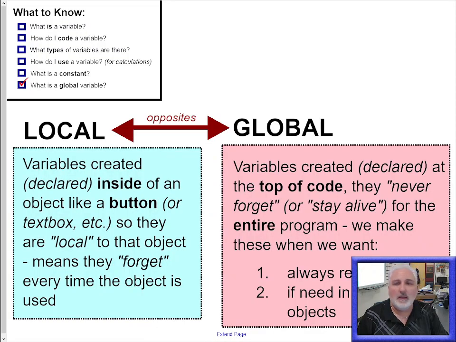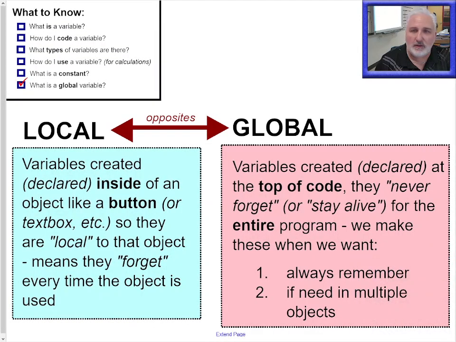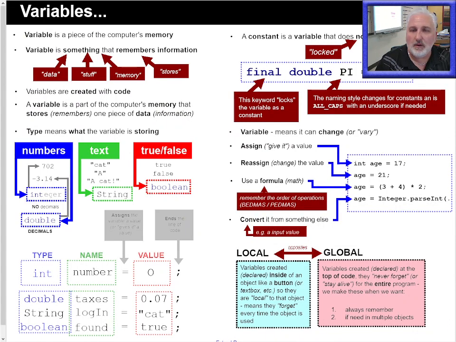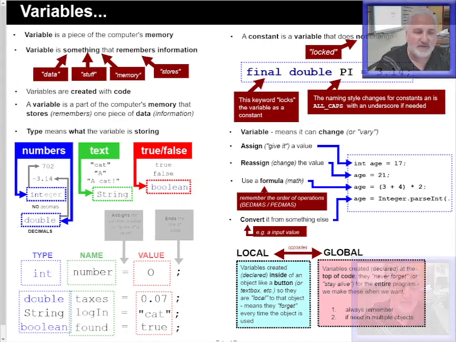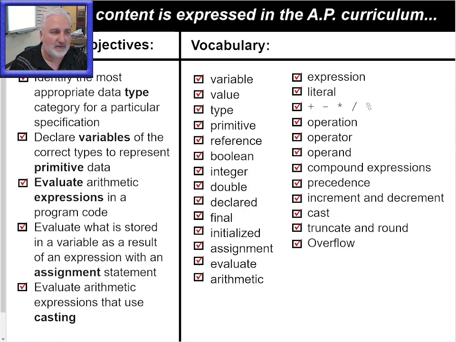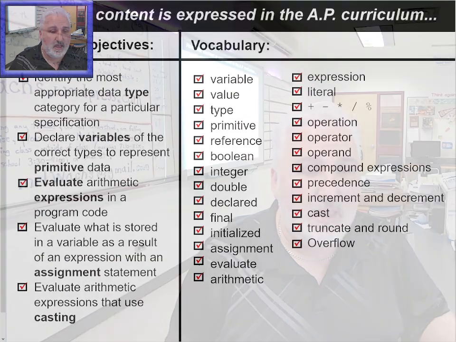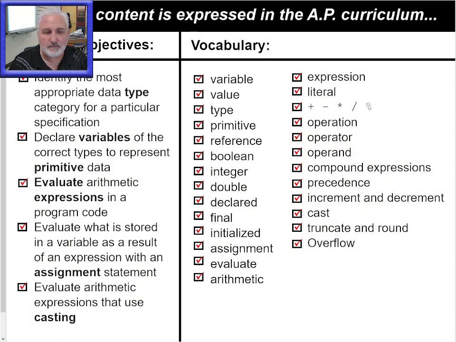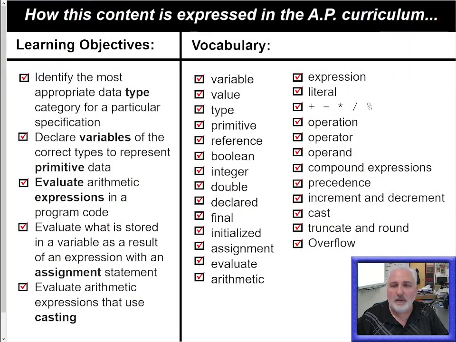And the difference between a local and a global variable. This, again, is starting to spill into stuff that you'll see in other parts of the AP curriculum there, but still dealing with variables and how that works. Okay, so there's a quick summary of variables in general, all the things I just covered there on variables and how that all kind of fits together. Here is the AP content, all laid out here, the learning objectives, and the vocabulary along the side.